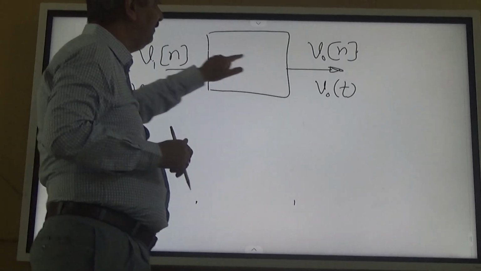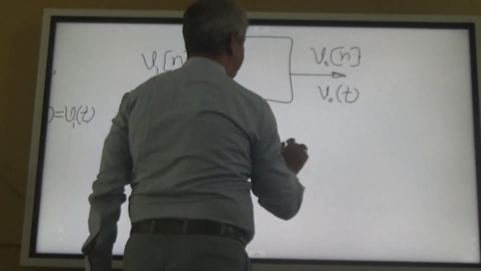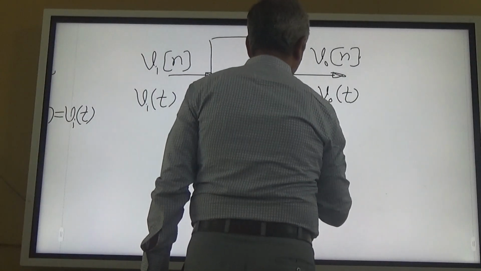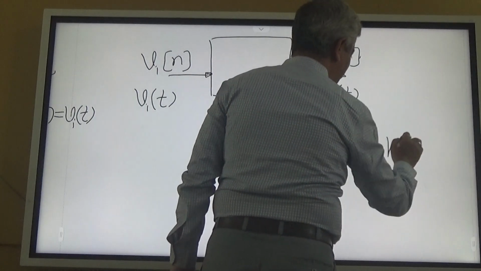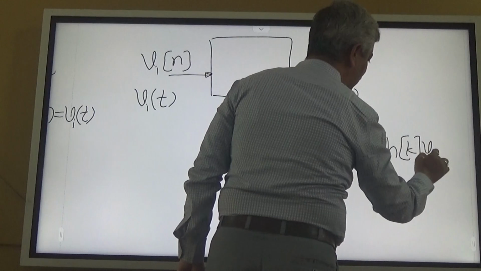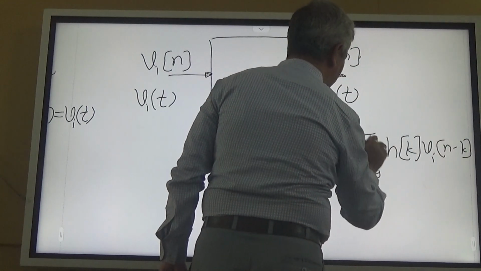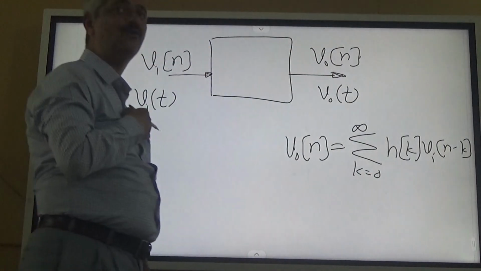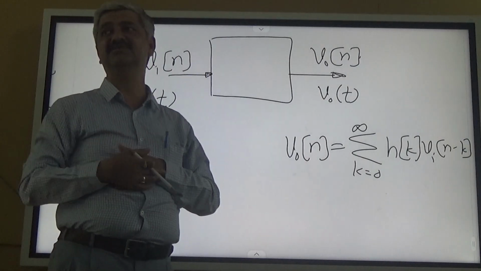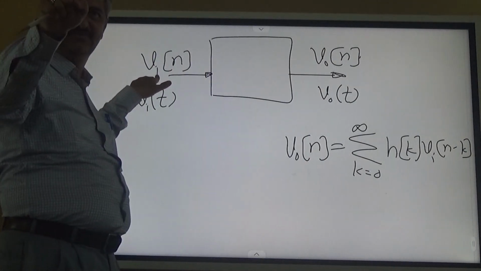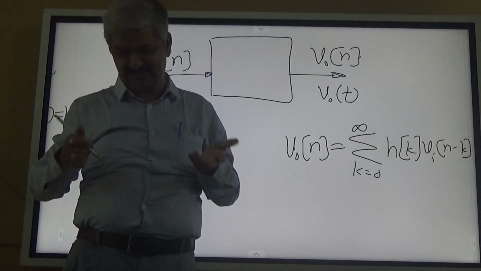So Vin and Vout, and what is the equation? The equation is Vout[n] equals the summation of h[k] Vin[n minus k], k starting from 0 to infinity. Now, in mathematical terms, this is a sequence and it is independent. Independent means it can be anything.